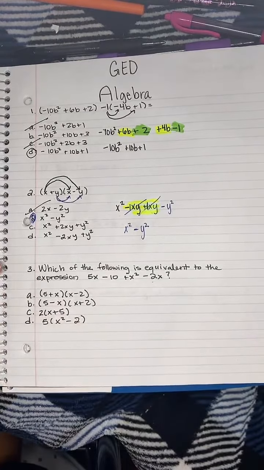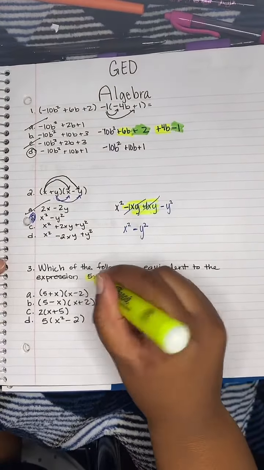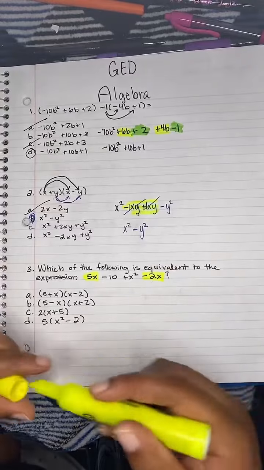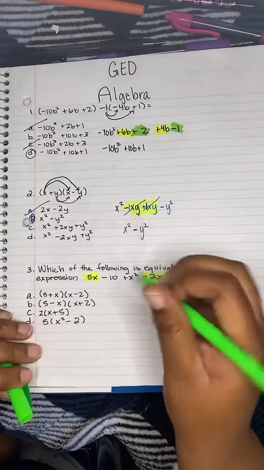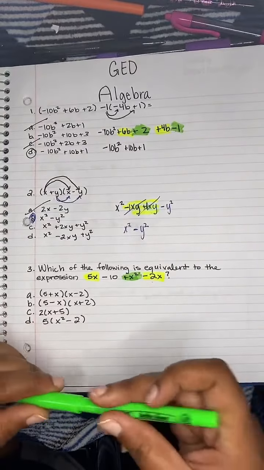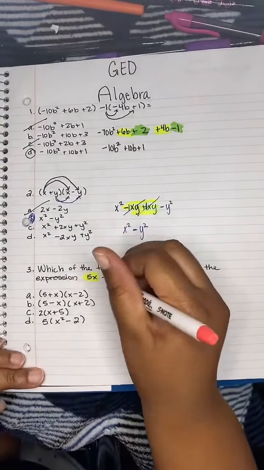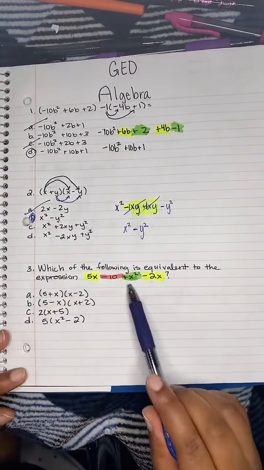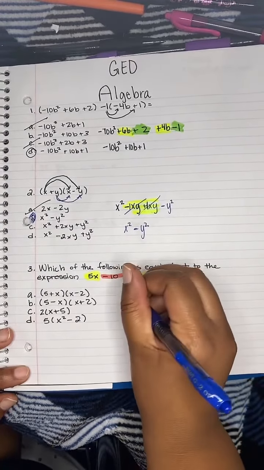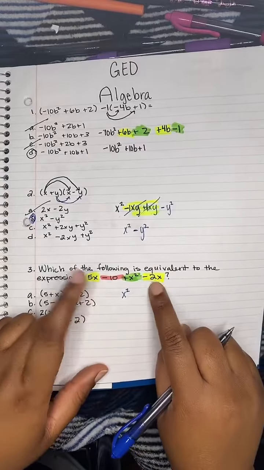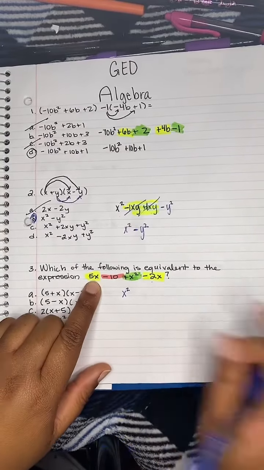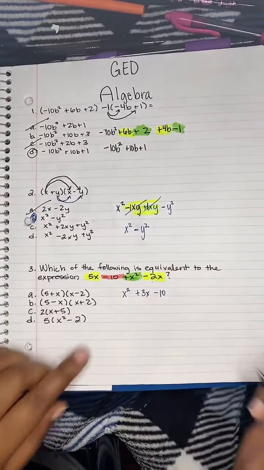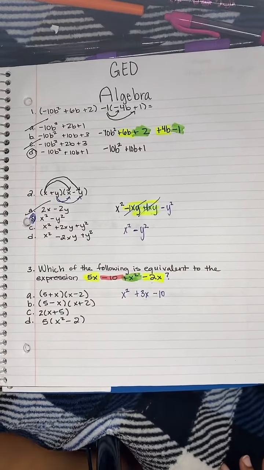So I have a 5x. I'm looking, do I have just another thing with an X? I have a negative 2x here. Now I have this X squared that's by itself. And I have this negative 10 that's by itself. So we're going to start with the X squared. And then I'm going to drop down this. I'm going to combine these. So what's 5x minus 2x? Gives us 3x. And then I have to drop down this negative 10.